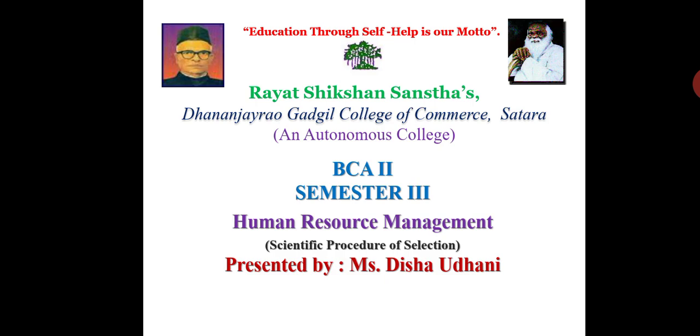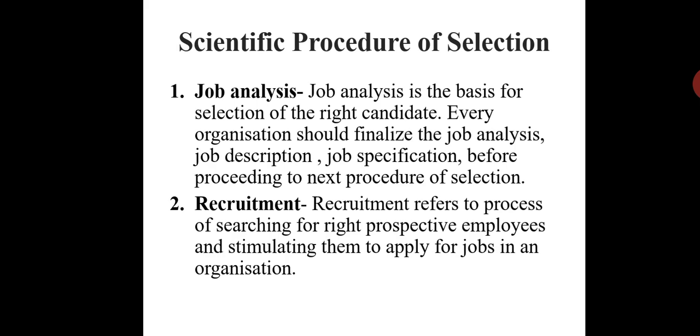In today's lecture, we will see the scientific procedure of selection. Till now we understood what is selection and what are the ways to do selection. Now we will see the procedure or the steps in the process of selection. The first step is job analysis. Job analysis is a basis for selection of the right candidate. Every organization should finalize the job analysis, job description, and job specification before proceeding to the next procedure of selection.